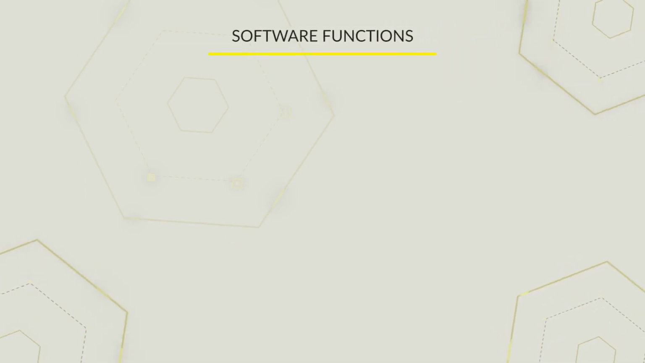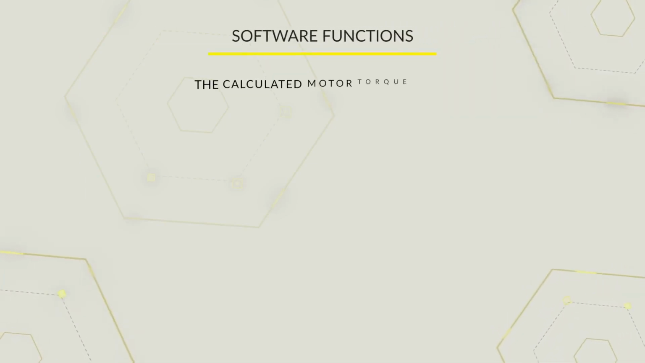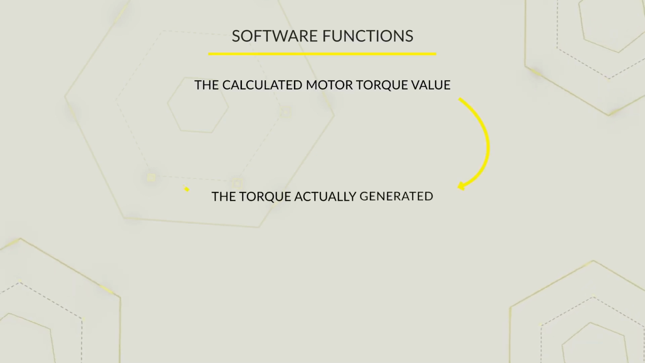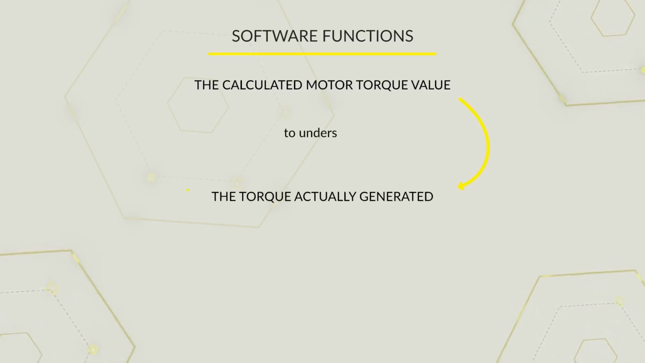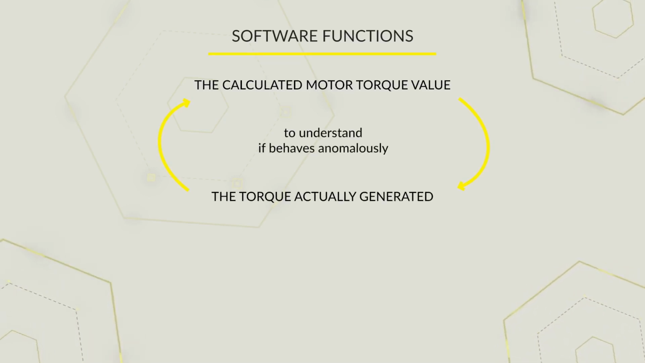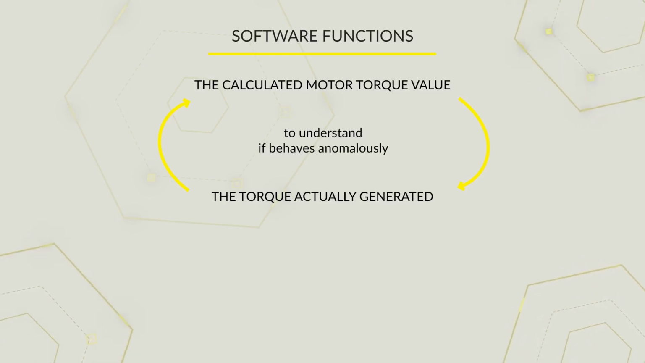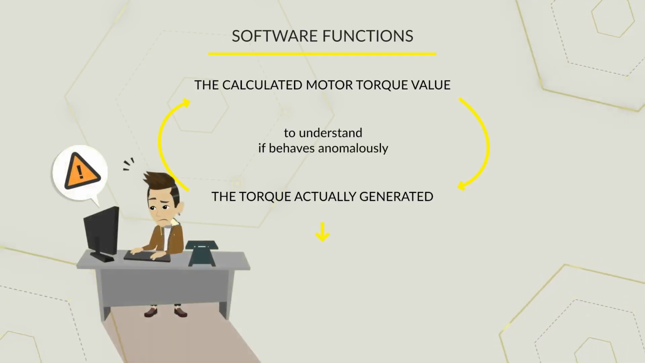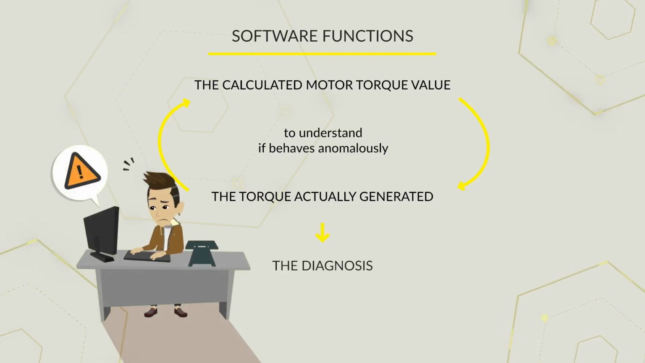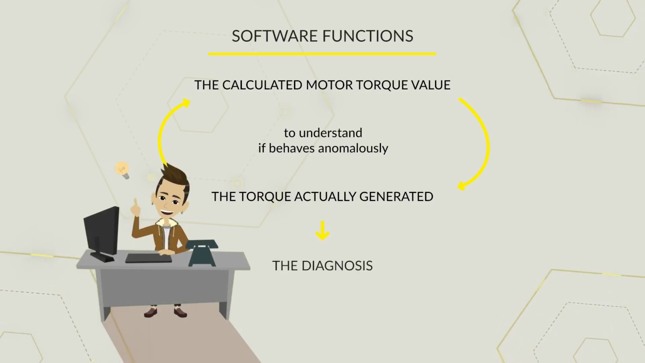In addition to the software functions that compare the calculated motor torque value with the torque actually generated, and thus understanding if this behaves anomalously with the expected performance, the manufacturers have implemented a portion of the diagnosis to signal the anomaly through multiple fault codes. The diagnostic trouble codes, or DTC, are mainly of two types.